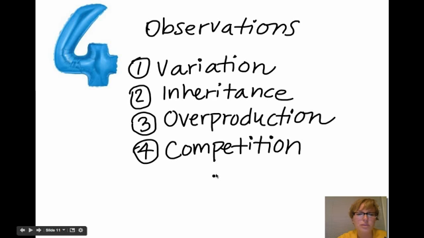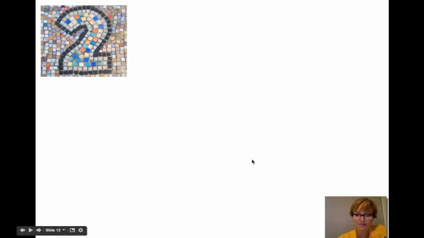Okay, through lack of resources and habitat, there's a struggle to survive. So we have a lot of offspring, and all of them are going to struggle to survive, right? It's a dog-eat-dog world out there. So with these 4 observations, Darwin made 2 inferences. His first inference is that, okay, we've got a struggle to survive. Well, the ones that do survive have those favorable traits that make them more fit to their environment.